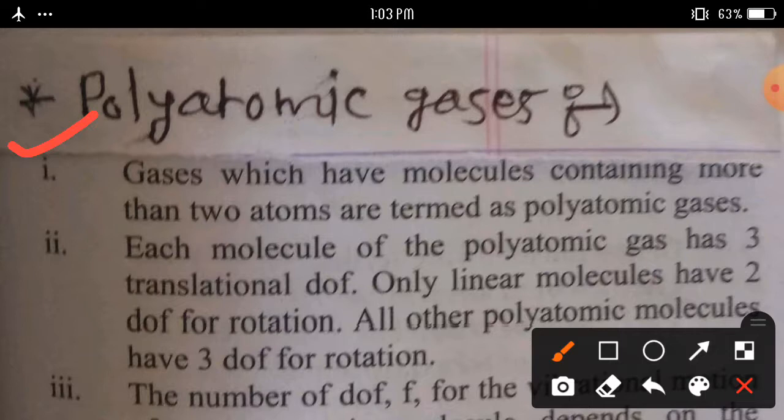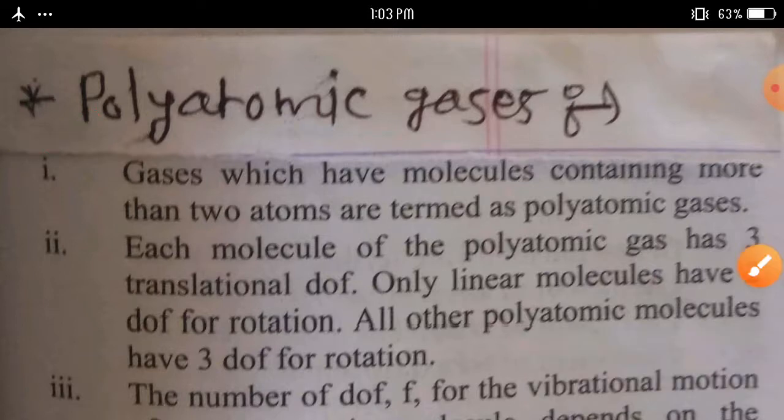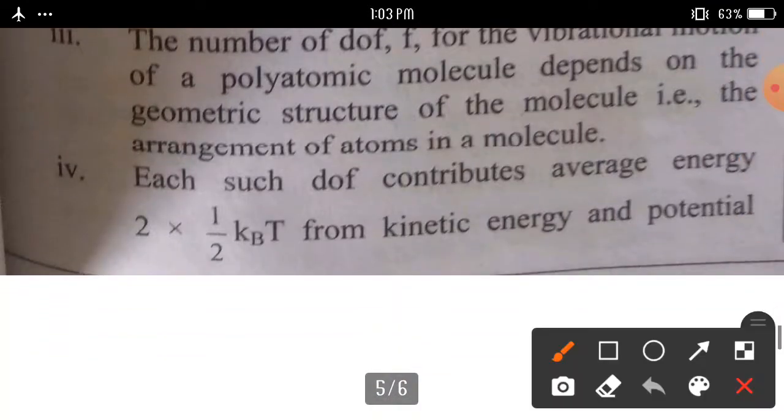Each such degree of freedom contributes average energy. This becomes here 2 into 1 by 2 into kB into T, one for kinetic energy and one for potential energy term, from the kinetic energy and potential energy term.